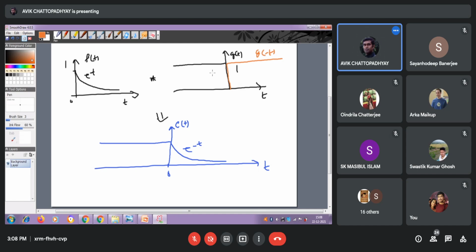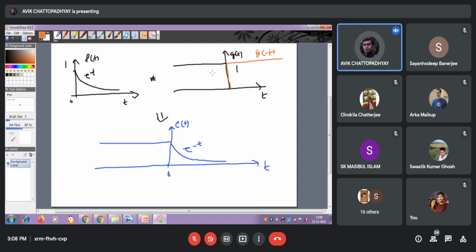Sir, the area remains constant. Exactly, the area remains constant and equals 1. Right language you used: area remains constant. So that is why it is equal to 1 always.